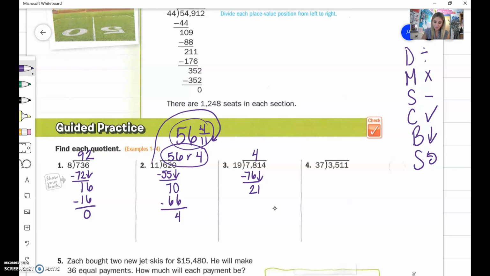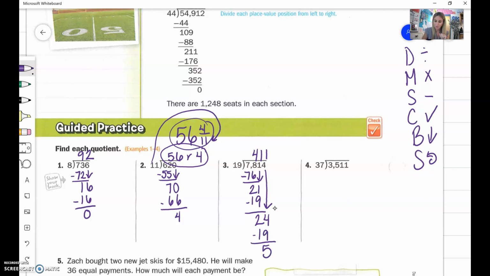So 21 divided by 19. I know I can make one group. That's 19. I'm going to subtract. That leaves me with 2. 2 is less than my divisor still, so I'm going to bring down that 4, and I have 24. How many groups of 19 can I make with that? 1. So 1 times 19 is 19. I subtract, and I'm left with 5.